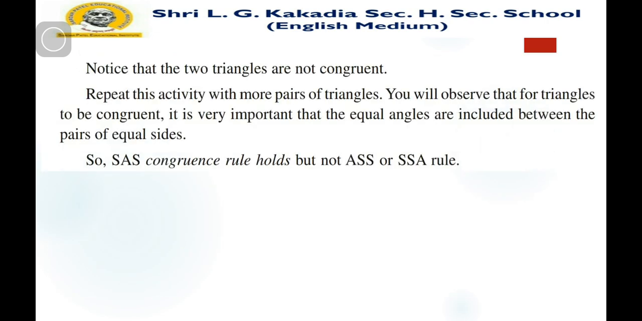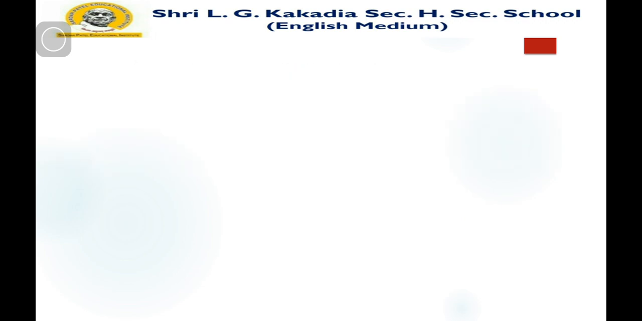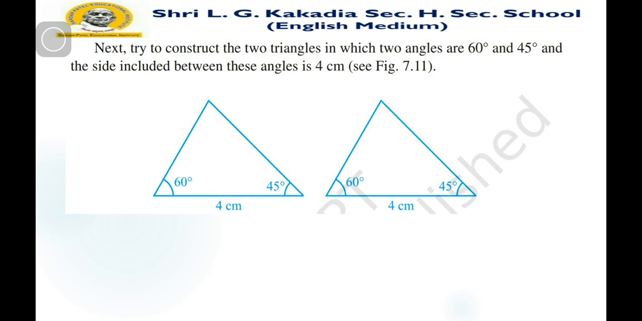Notice that the two triangles are not congruent. Repeating this activity with more pairs of triangles, you will observe that for triangles to be congruent, it is very important that the equal angles are included between the pairs of equal sides. So here the SAS congruence rule holds, but not ASS or SSA. So we just one more thing.